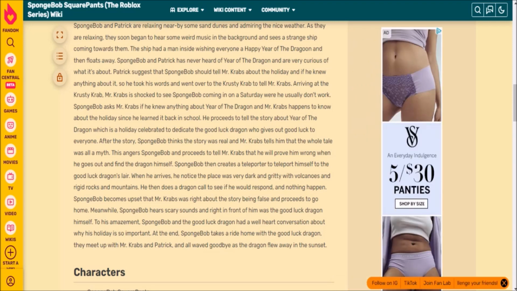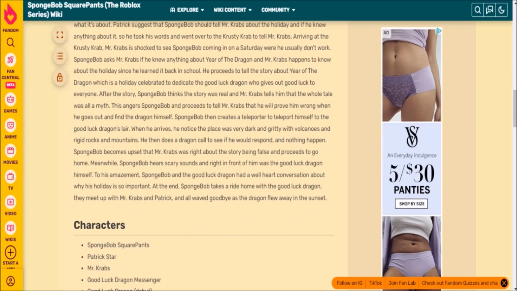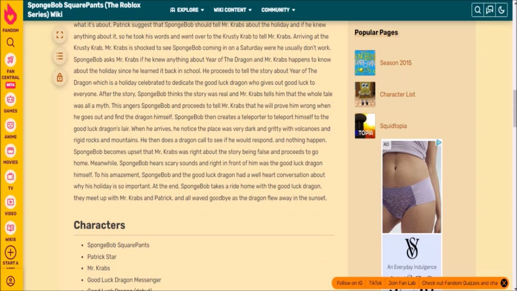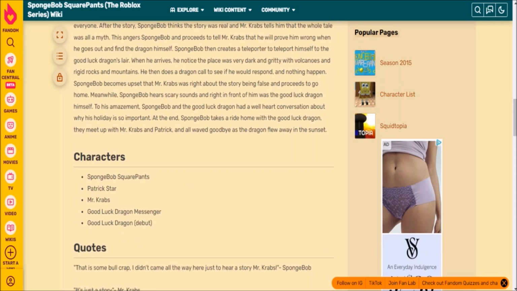Meanwhile, SpongeBob hears scary sounds, and right in front of him was the Good Luck Dragon himself. To his amazement, SpongeBob and the Good Luck Dragon had a heartfelt conversation about why his holiday is so important. At the end, SpongeBob takes a ride home with the Good Luck Dragon. They meet up with Mr. Krabs and Patrick, and all wave goodbye as the dragon flies away in the sunset.